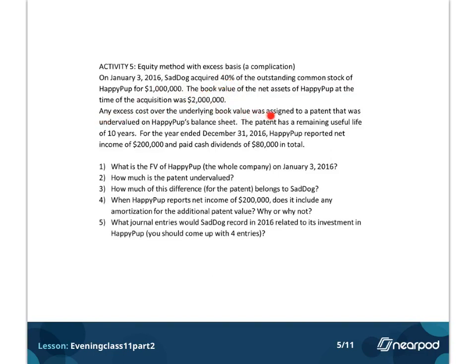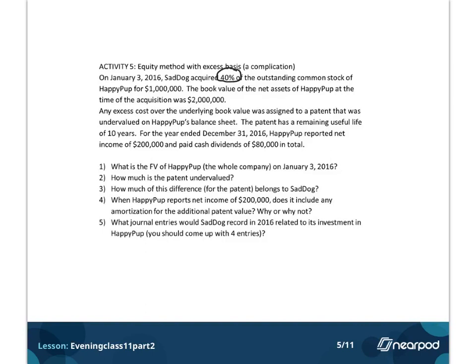Any excess cost, because you know there's going to be some, was assigned to a patent, an intangible asset that was undervalued on Happy Pup's balance sheet. That patent has a remaining useful life of 10 years. Easy enough. For the year ended 2016, Happy Pup reported net income of $200,000 and paid dividends of $80,000. So first things first, we're going to have to use the equity method to account for this investment because we own 40%. And we're going to keep using that 40% to help us calculate some of the entries and some of the things we need to record.